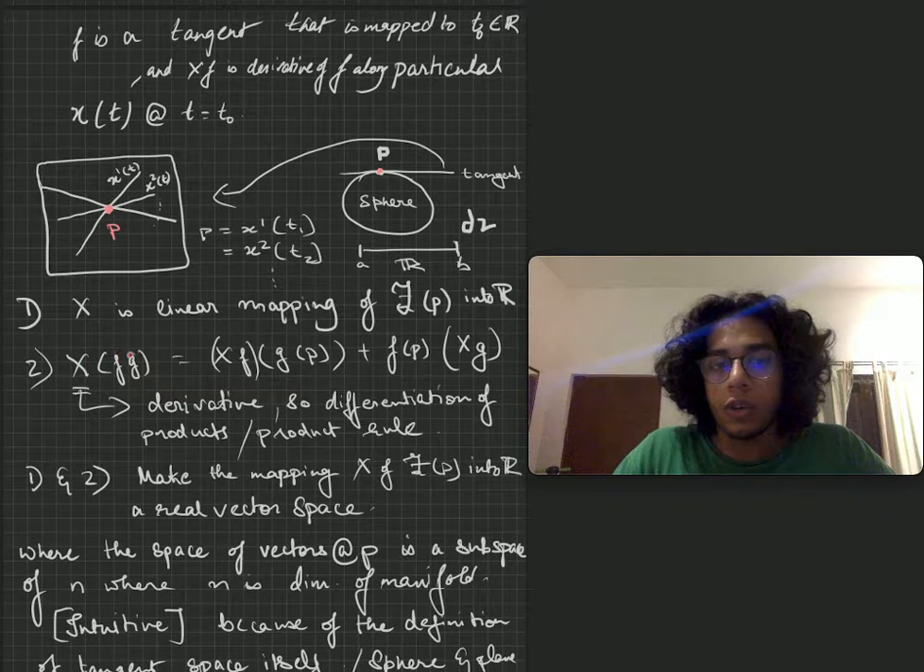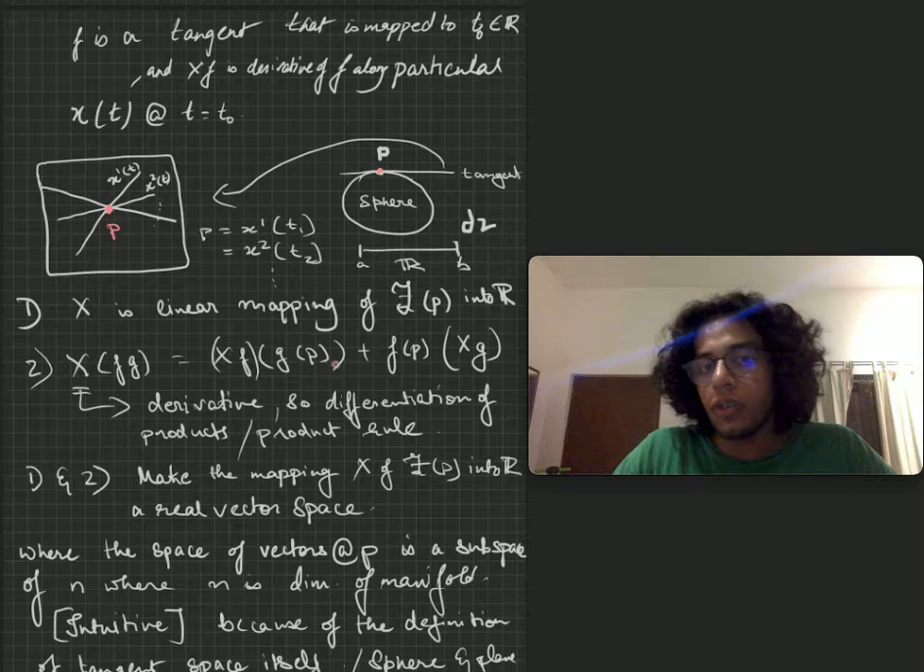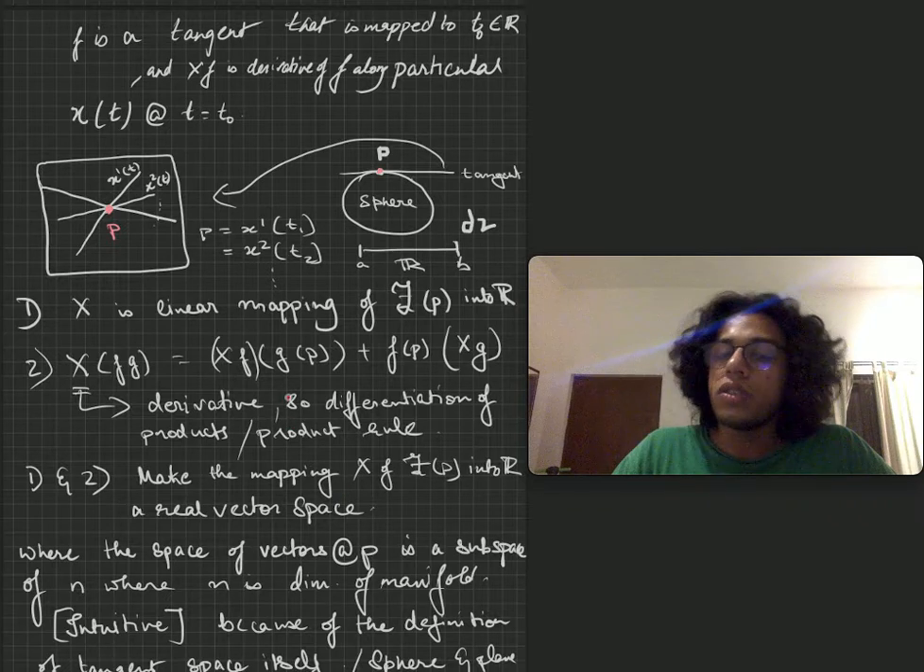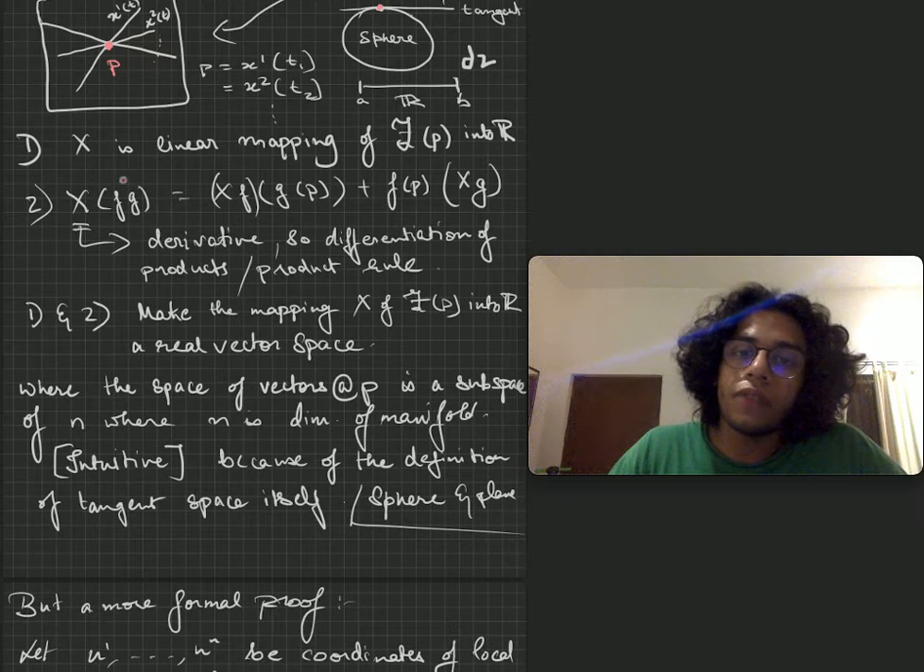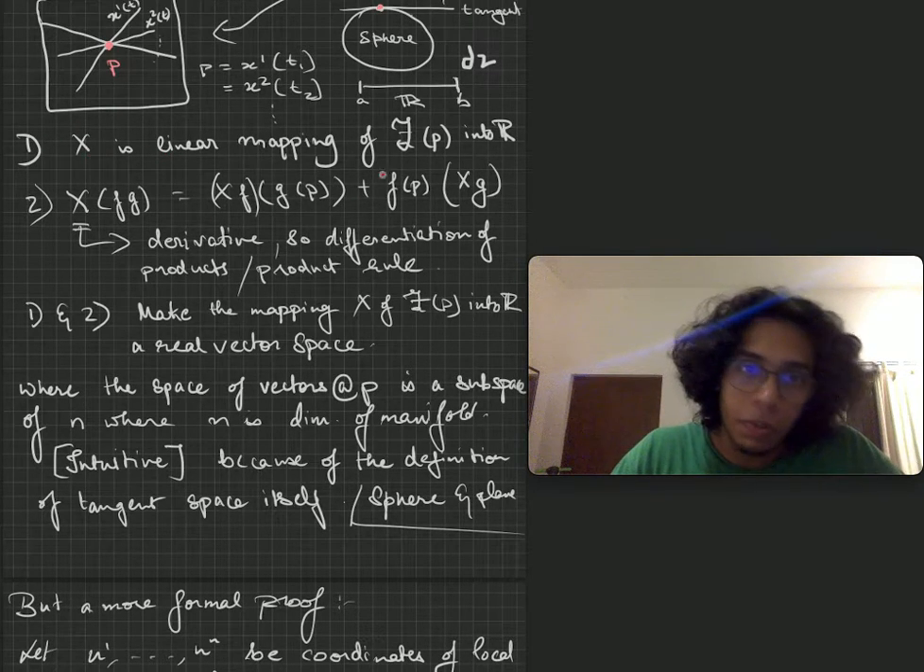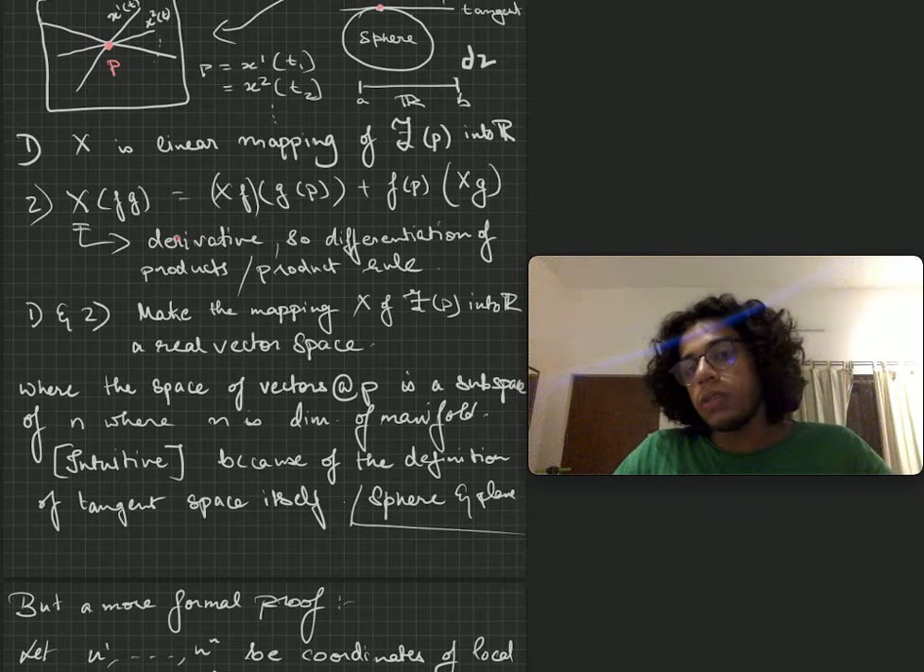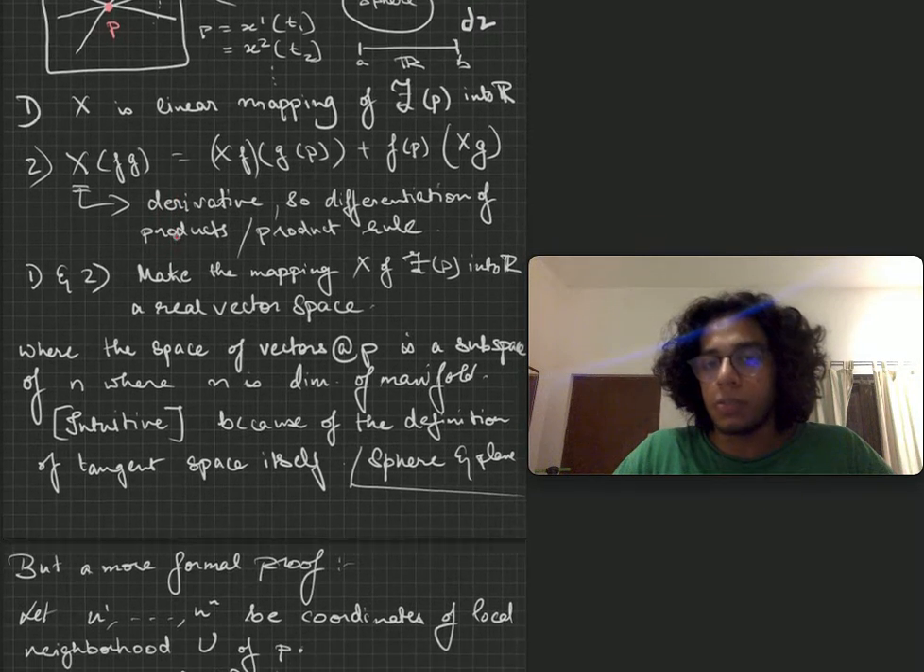If you take two functions f and g, then x of f g is basically x of f times g of p plus f of p times x of g. So you take the leftmost element first, take the derivative with this first, then you move in and add. That is basically the product rule. Once you have a linear mapping and also a product rule, you naturally define some sort of a vector space.